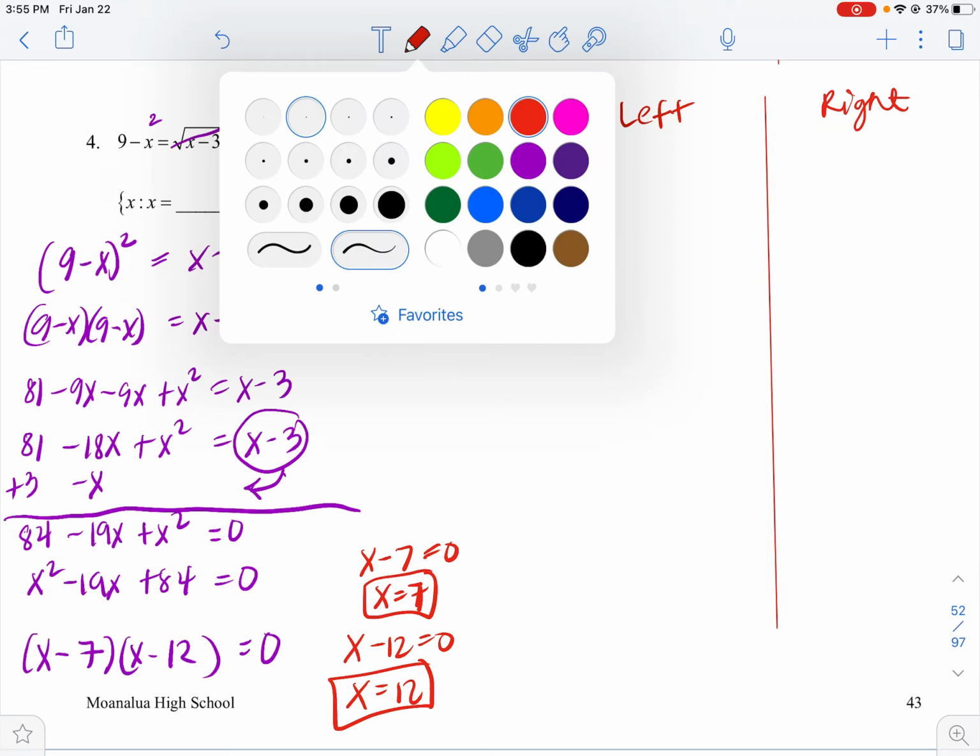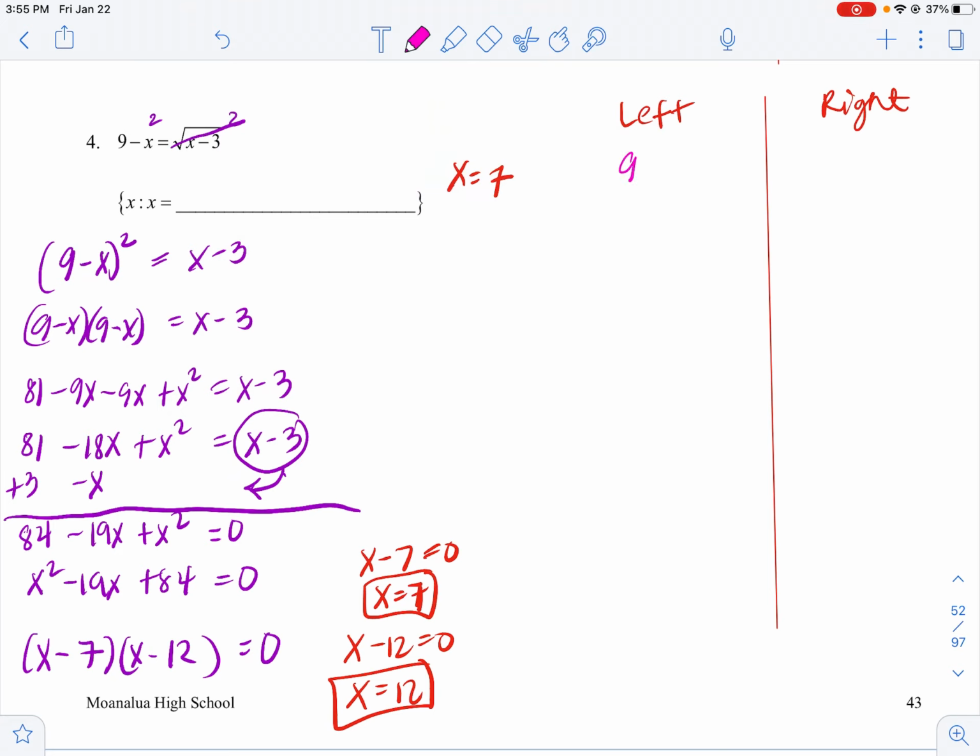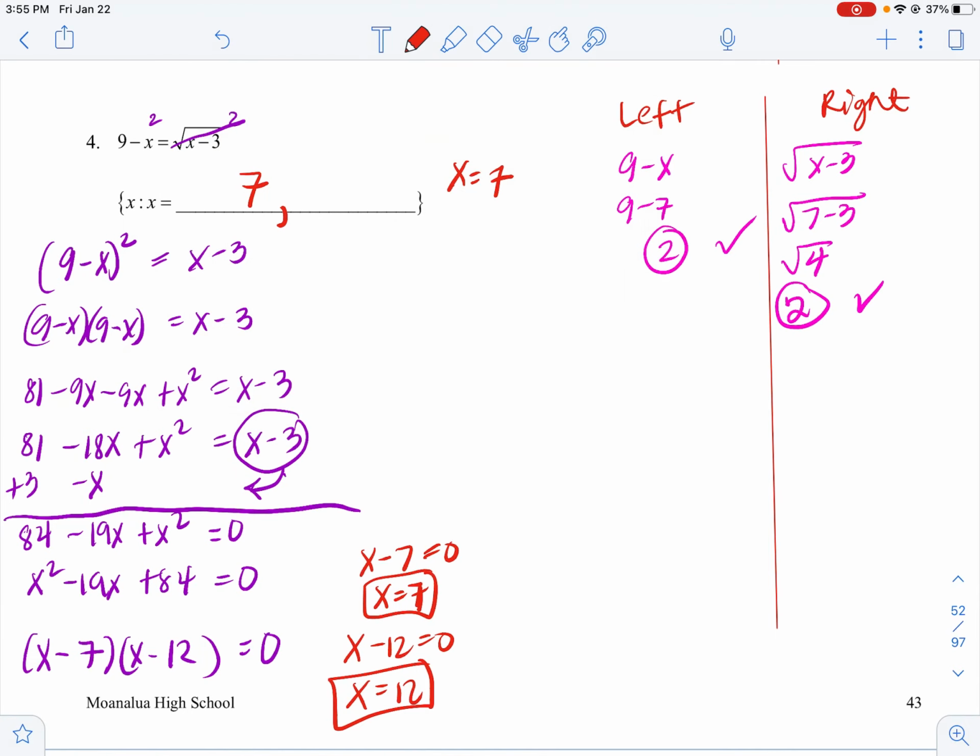So I have 9 minus x, x minus 3. So 9 minus x, so 9 minus 7. Right? That's a 2, isn't it? And then here we have 7 minus 3. That's a 4. Square root of 4 is 2. So when you plug in 7, 7 works. So 7 is part of our final answer.